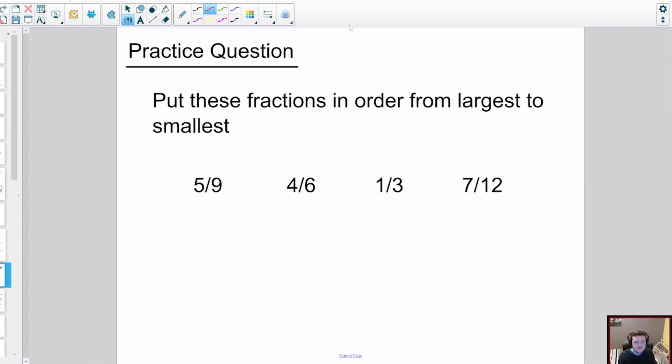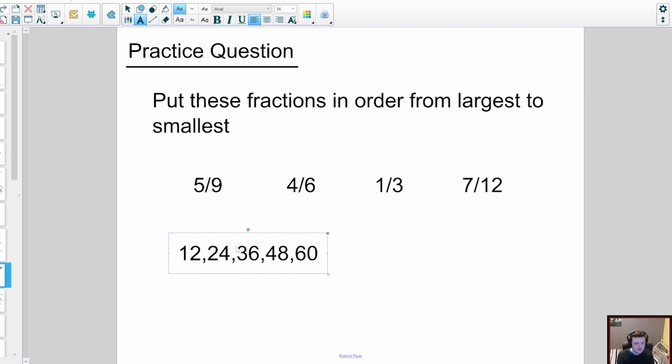Okay, so, similar to the last problem, we have to find a number that goes into all of these. I also told you that it's probably going to be best to start with the bigger number, so I'll start there. 12, 24, 36, 48, 60, and so on and so on.